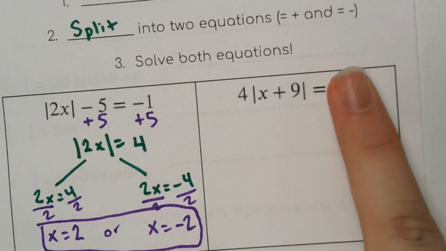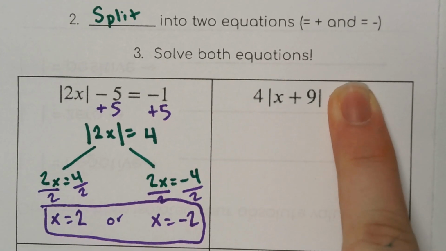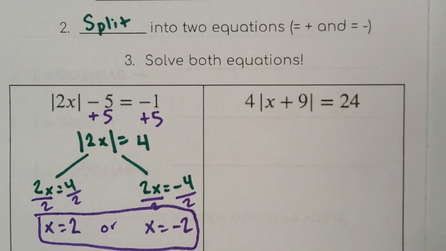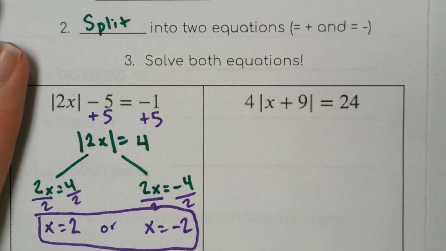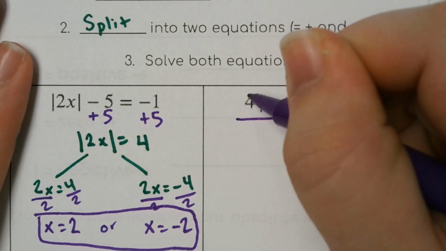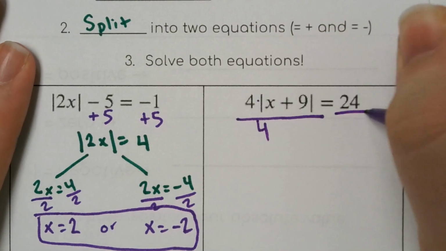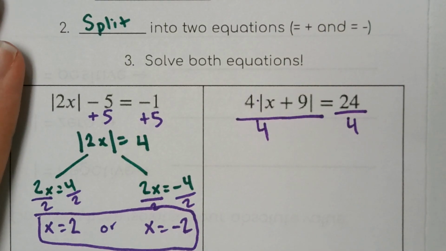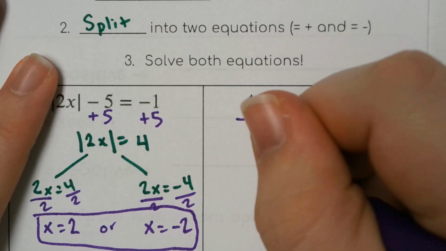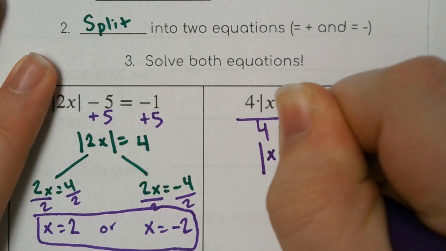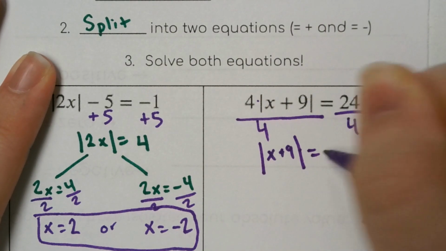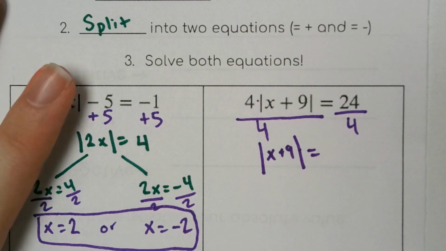The one on the right here, is there anything outside of our absolute value? Yep, what's outside? The 4. How do we get rid of that 4? Yeah, we have to divide on this one because when there's no operation, it means multiplication. Opposite of multiplication is division. So we have the absolute value of x plus 9 equals, what's 24 divided by 4? Good.